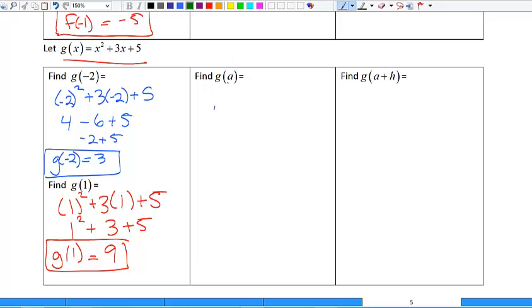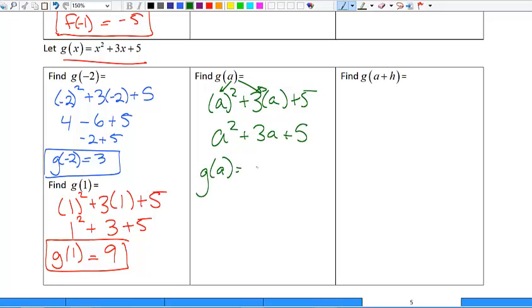On the next one, I have g of a. Again, my g function is x squared plus 3x plus 5. But instead of x, I put a parentheses, and then I just substitute the a into every single parentheses. So that leaves me with a squared plus 3a plus 5. Therefore, g of a is equal to a squared plus 3a plus 5. Notice that I really can't do much with that. There's no simplifying to be done there.